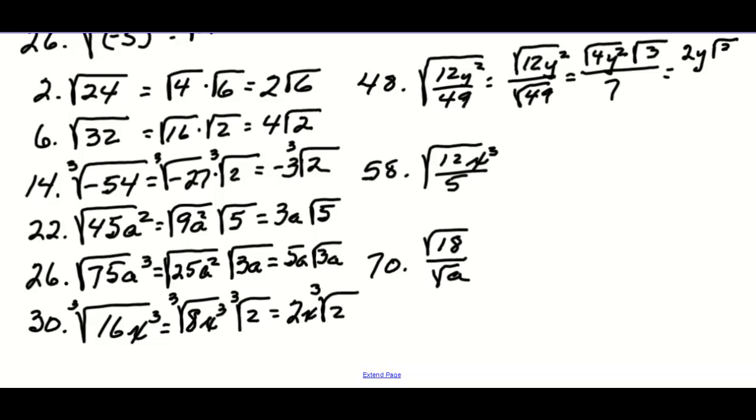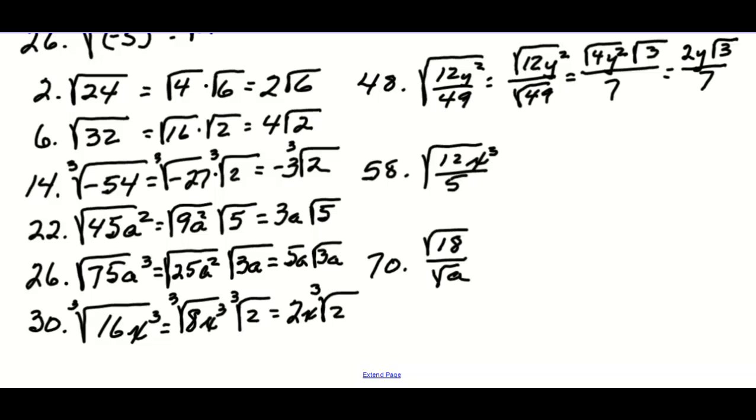This then turns out to be the square root of 4y squared is 2y times the square root of 3 over 7. And if it so happened that they had used the square root of 64, and you got the square root of that being 8, you can actually reduce that fraction down a little bit. In this particular example, we can't reduce the fraction into any lower terms. Now let's drop down and look at number 58.